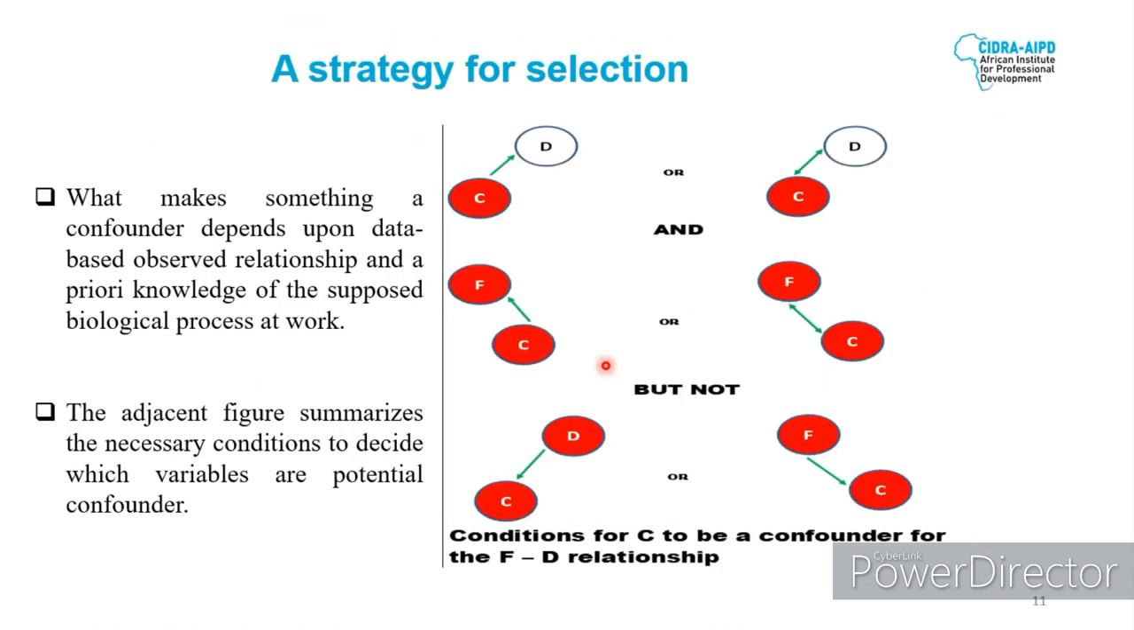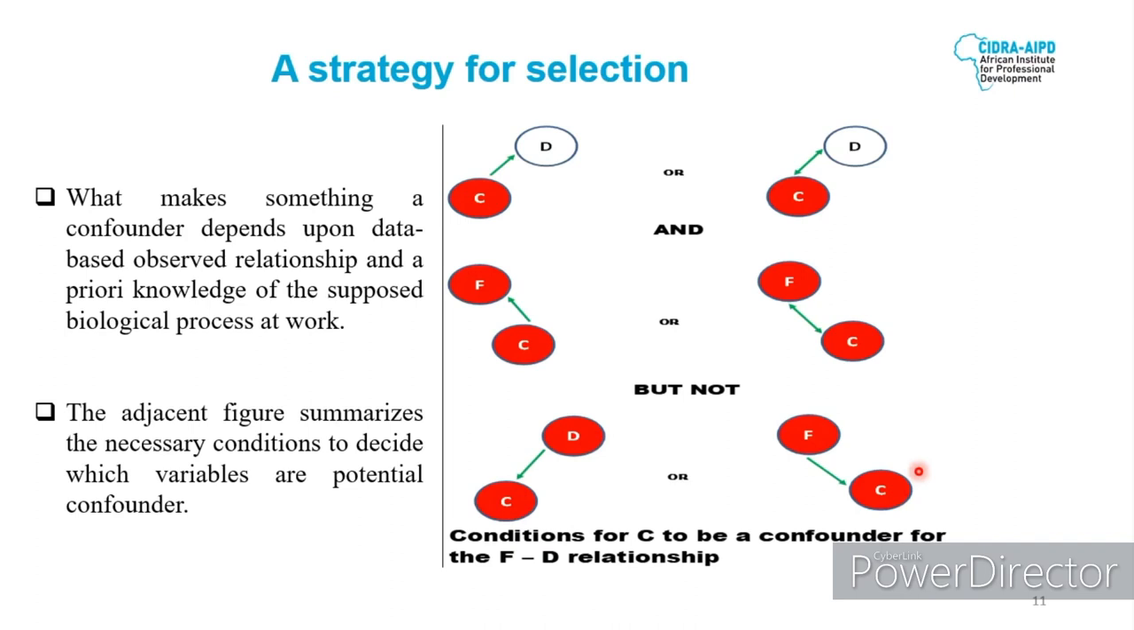Now let us talk about the strategy for selecting confounders. What makes something a confounder depends upon the data-based observed relationship and a priori knowledge of the supposed biological processes at work. This figure summarizes the necessary conditions to decide which variables are potential confounders. Double-sided arrows are used to denote non-causal relationships, like you can see here and here, while single-sided arrows show the direction of causality, like in this one, this one, this one, this one.